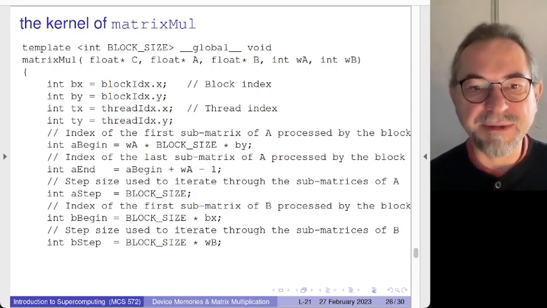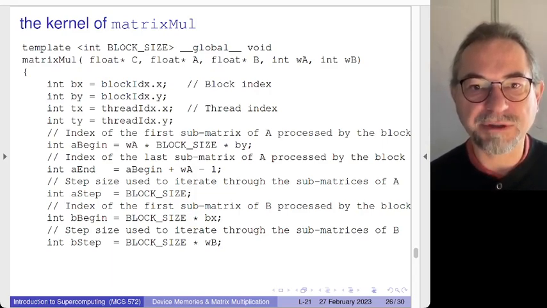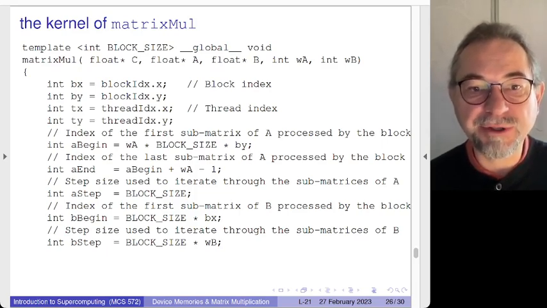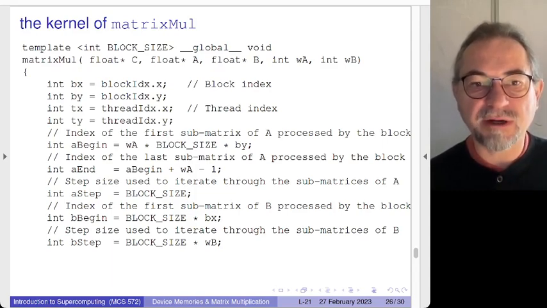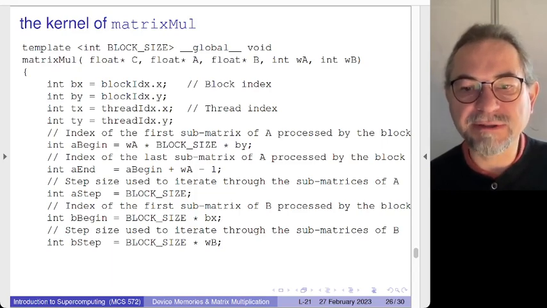We will look at this code not so much from the thread organization, but mainly from the memory organization. So we have the matrices A and B. There is data parallelism, so we are going to calculate the size of the tiles in A, and then the step sizes, also the size of the tiles of B. Where do we begin, where do we end in these matrices?